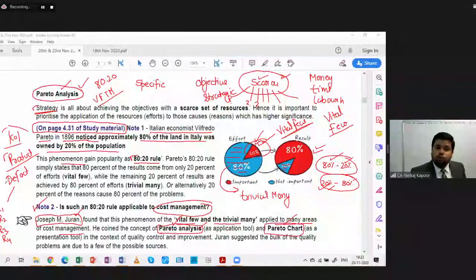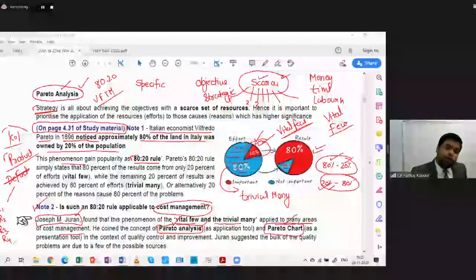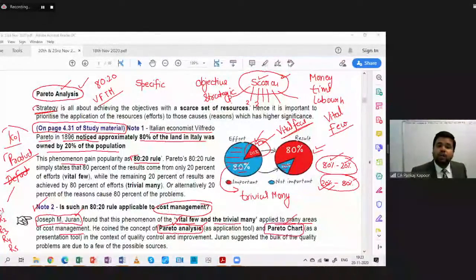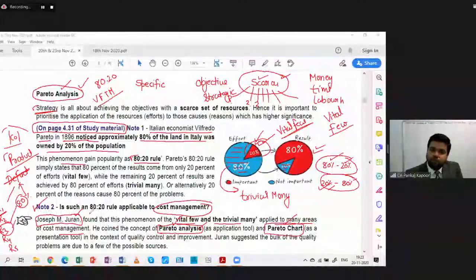If we wish to remove these defects, this wastage, we need to focus on these reasons. But what Mr. Juran said is that there will be only 20% of reasons which cause 80% of the defects. So it may be possible that reason 3 causes 80% of the defects. If we tackle reason 3, 80% of the wastage or defects are removed. In this manner, Joseph Juran helped to apply the Pareto principle to cost management as well.